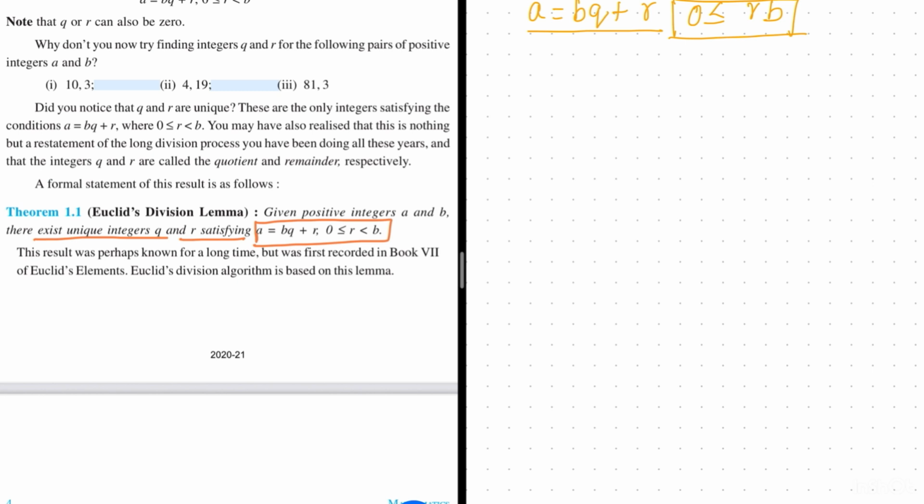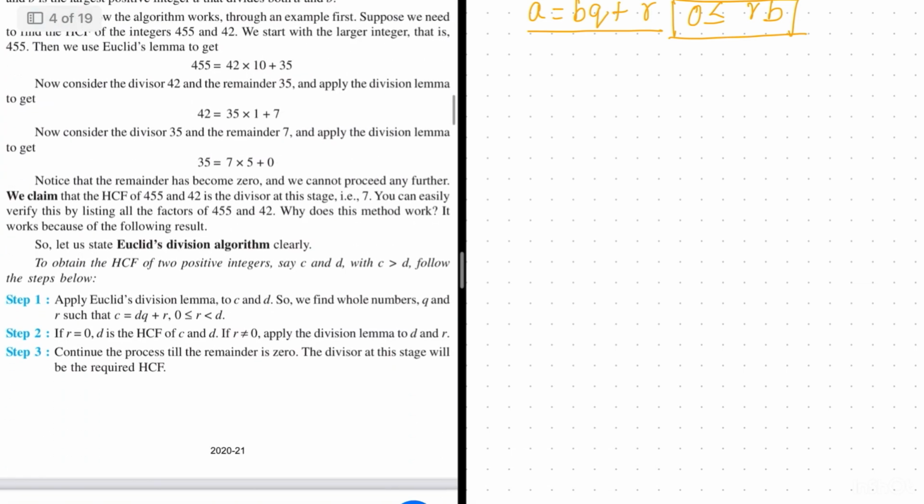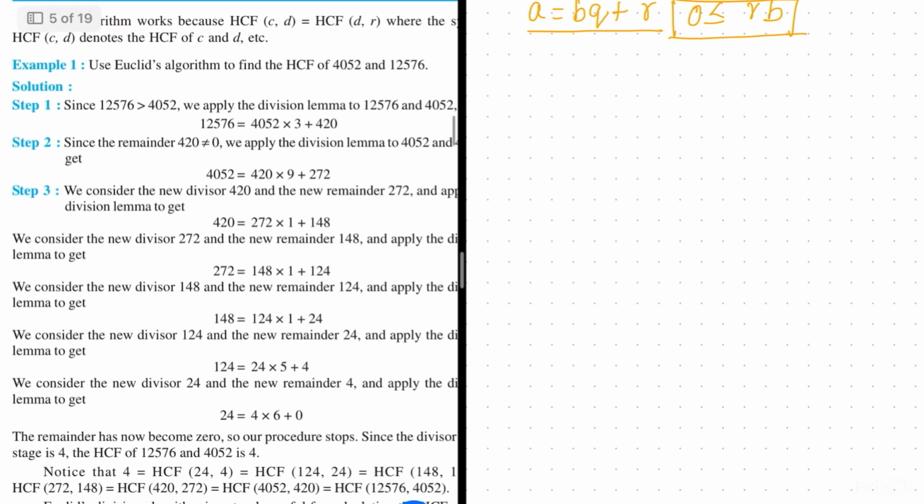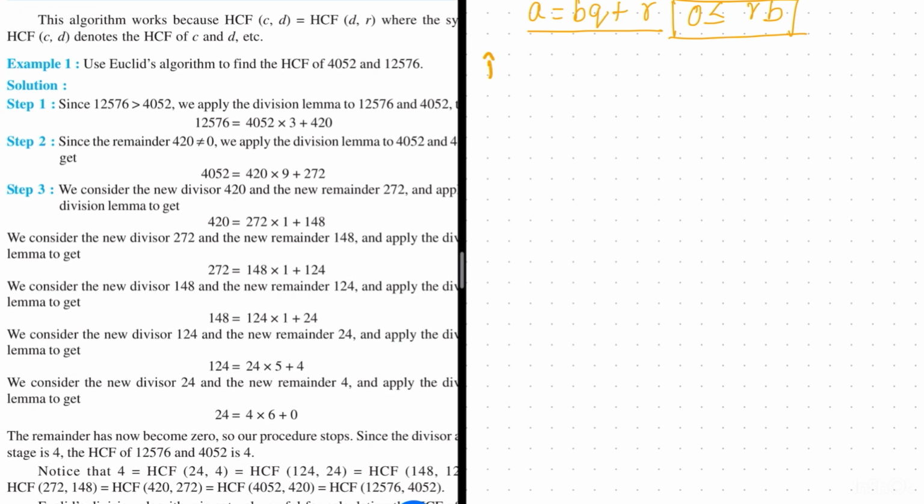Okay, let us move on to the problem, example 1. Here, example 1 is given and it is being asked to calculate the HCF of 4052 and 12576. So let's have a rough work for our convenience.